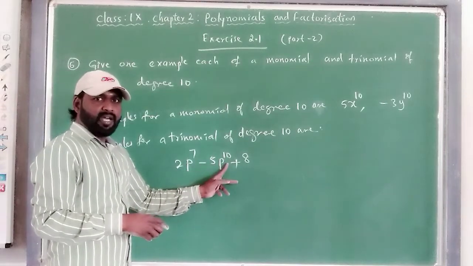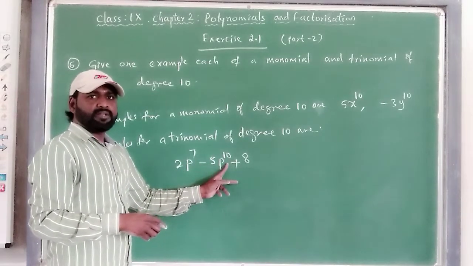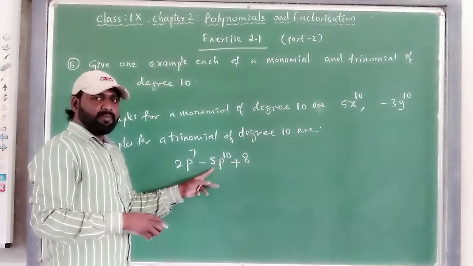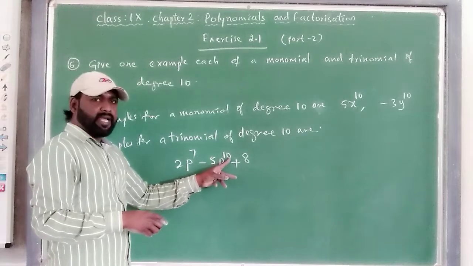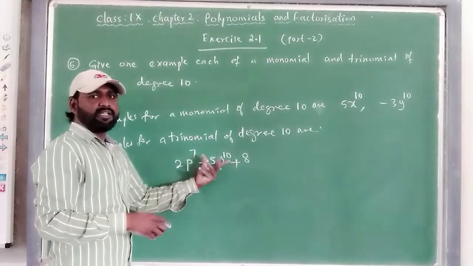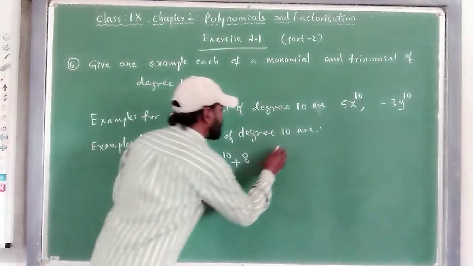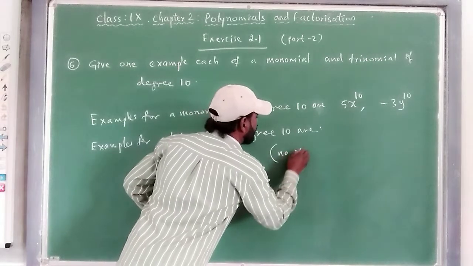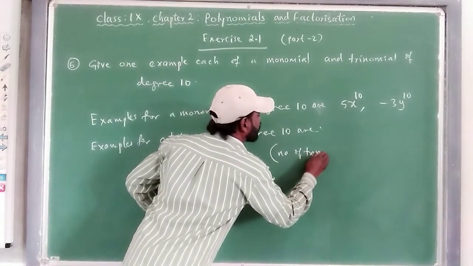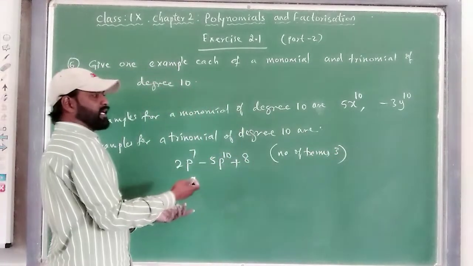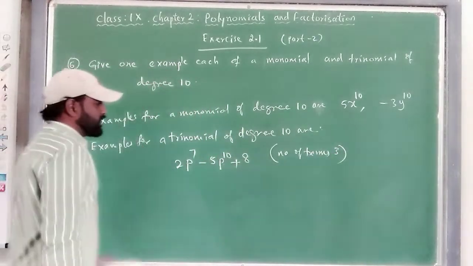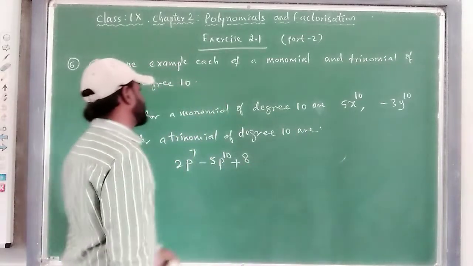So it is a polynomial of 3 terms. So it is called a trinomial, and the variable's highest degree is 10. That is why this is a polynomial of degree 10, and there are 3 terms in it. It is a trinomial. So the number of terms are 3. 1, 2, 3. No need to write the number of terms here. They are just asking us to write the example.